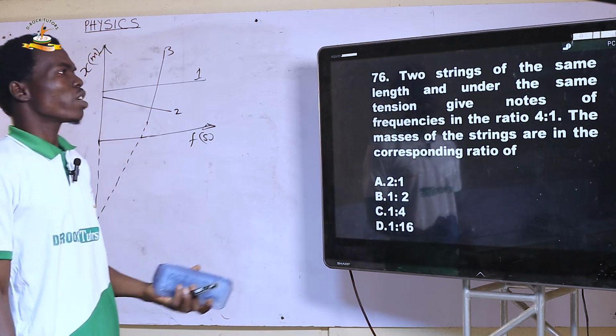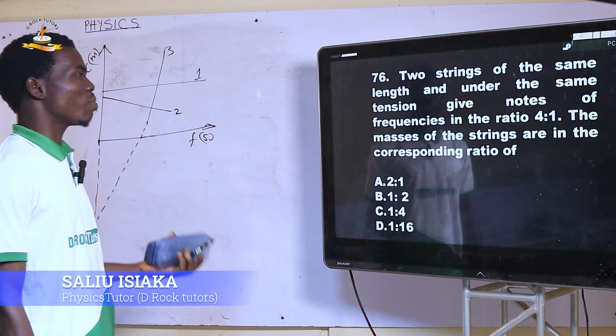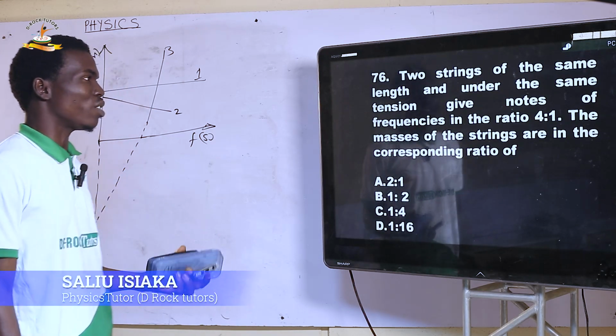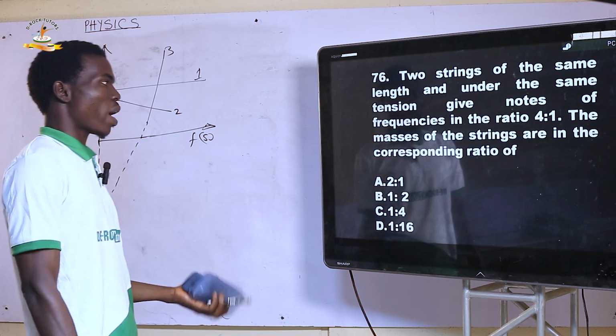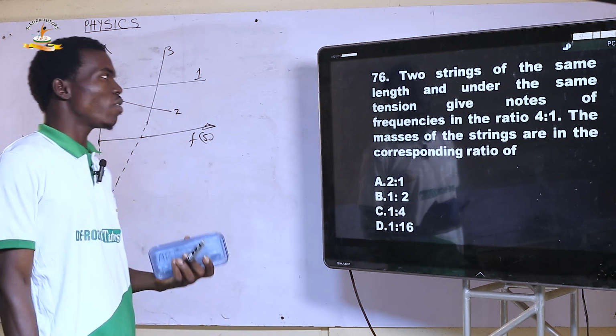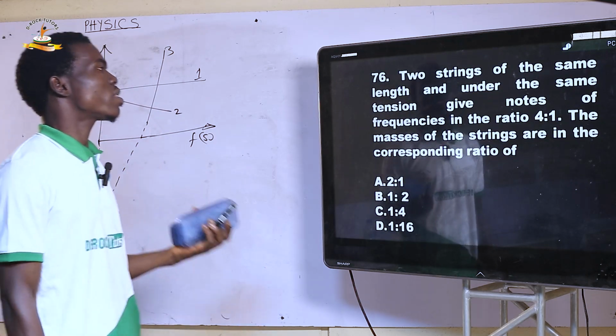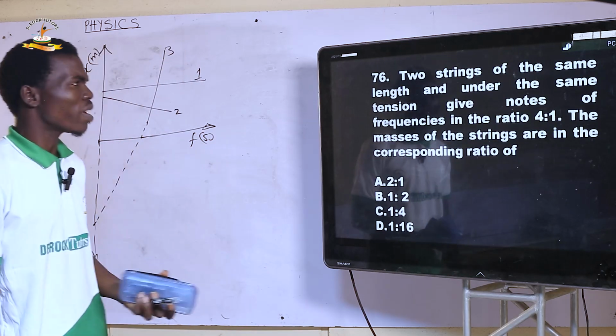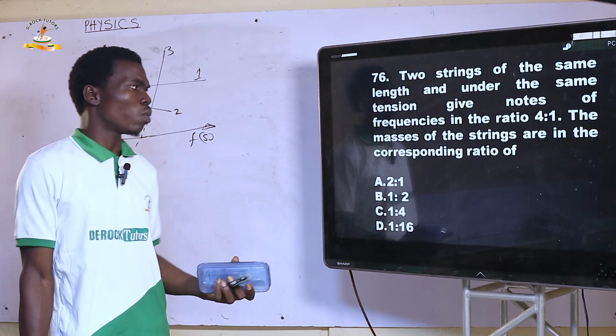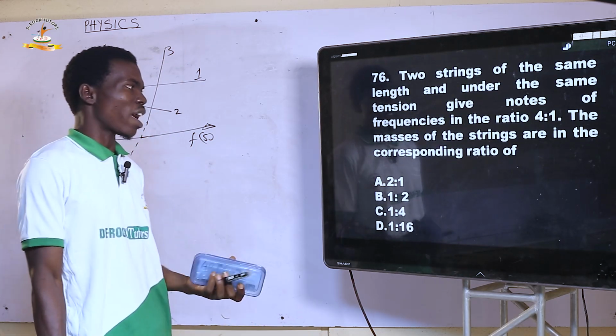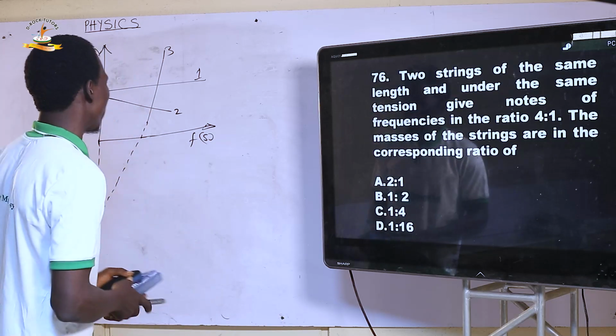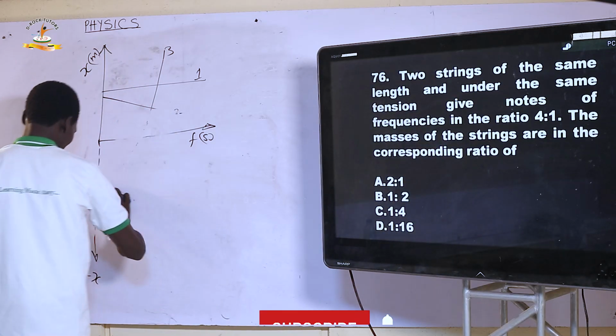76. Two strings of the same length and under the same tension give notes or frequencies in the ratio 4:1. The masses of the strings are in the corresponding ratio of what? Okay, let's take a look at how that works.